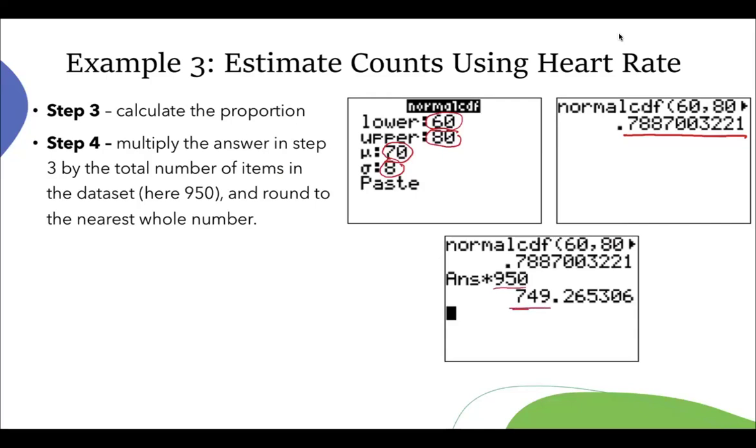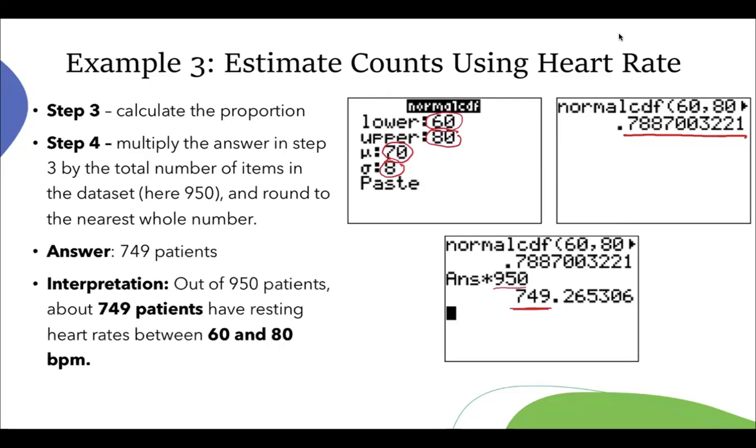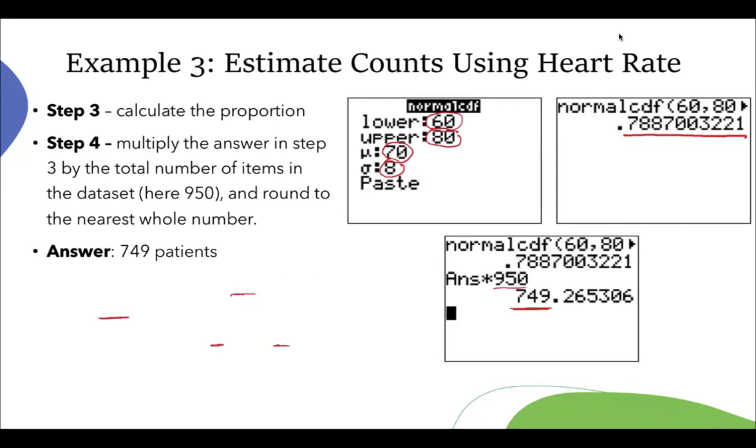We are going to follow normal rounding rules here and just round to the nearest whole number. And we have 749 people. So our interpretation here: out of 950 patients, 749 patients have resting heart rates between 60 and 80 beats per minute. So let me go back to the picture. 749 is our answer.